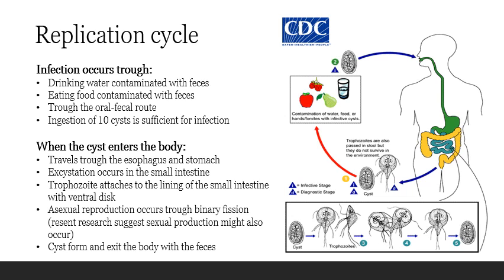Oh, and I just wanted to make a small note about reproduction. For now, it is assumed that asexual reproduction occurs through binary fission. But there's a lot of research on the subject that suggests sexual reproduction might also happen within our bodies. But researchers are still looking into this. Okay, let's move on.